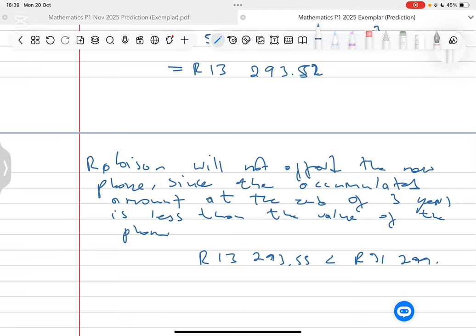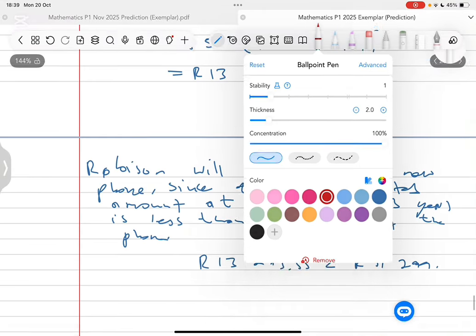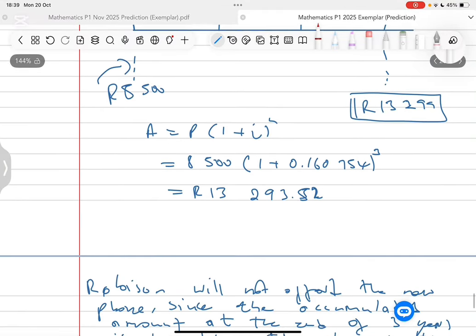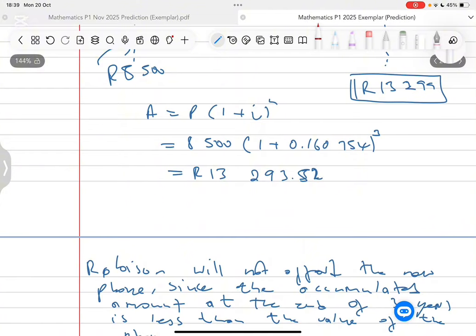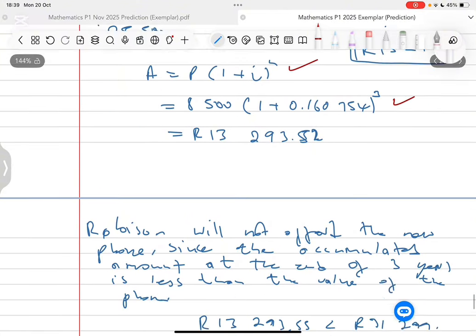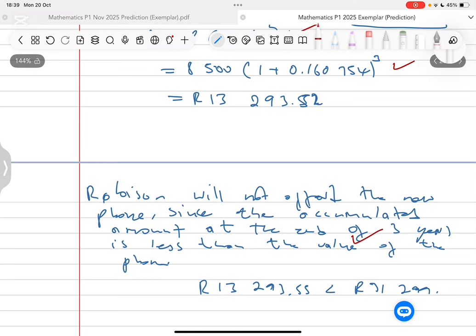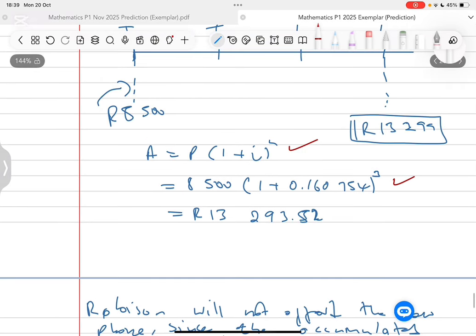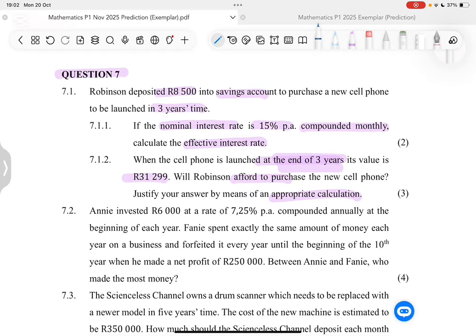So this question here would be out of 3 marks. And really where we get our marks is from the fact that we actually use the correct formula. We are able to see the correct formula, correct substitution, and actually we have answered the question because the question wanted us to compare the two values that we have there. Moving along to question 7.2.